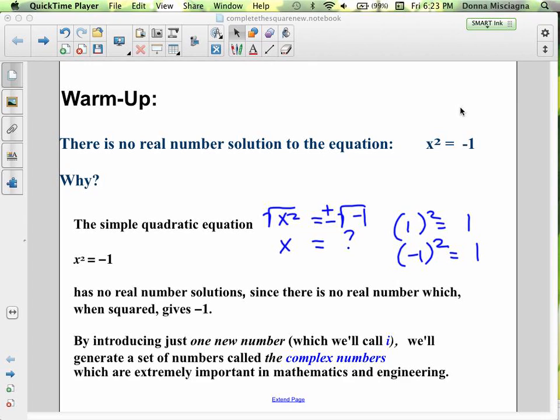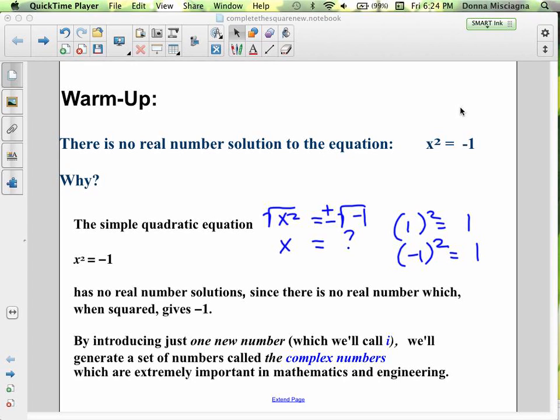So if we were solving a quadratic by taking a square root, right? Quadratics have two solutions, right? Because they're squared. So we have to have the positive and the negative square root. So if we take the positive and negative square root of -1, what do we get?